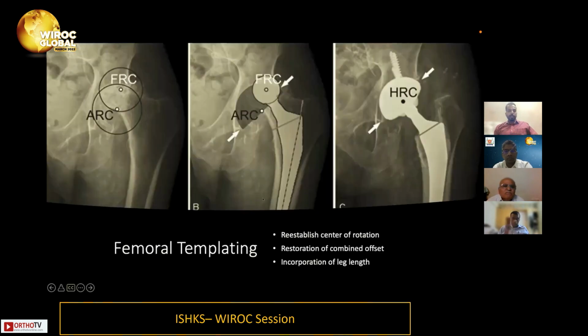Now, conventionally, the femoral templating was to re-establish the center of rotation by calculating the discrepancy between the femoral center of rotation and the acetabular center of rotation, restoration of the combined offset, especially on the femoral and acetabular side, and incorporation of leg length into this particular arrangement to make sure that the acetabular and femoral centers of rotation matched with each other at the end of the surgery.